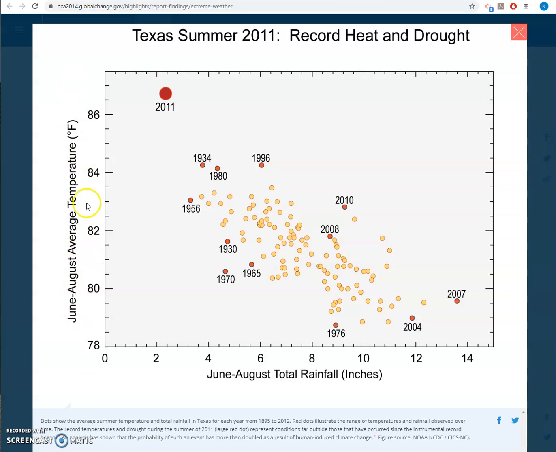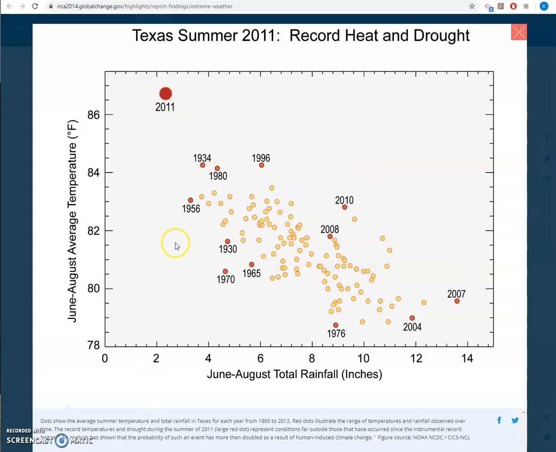On the y-axis, you've got average temperature in the summer, and then on the x-axis, you've got average rainfall in the summer, right? So not very much rainfall, massively high temperature average, and then when there's lots of rainfall, not so much, right? So you can see that this data doesn't have a trend where it goes in a specific direction, but 2011 was bonkers for Texas.